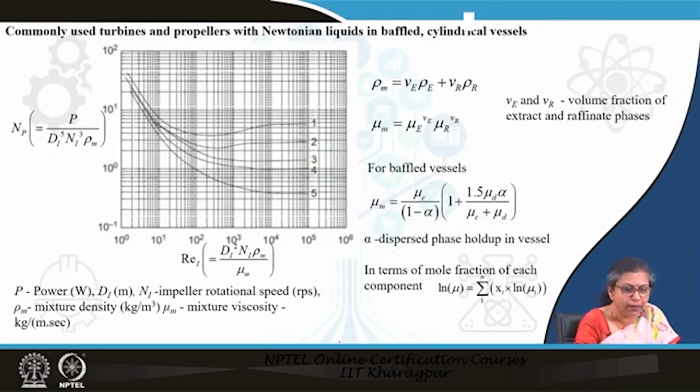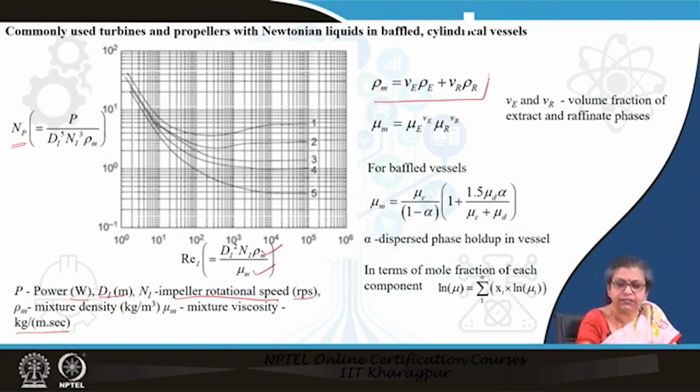So you have to remember that this particular graph is applicable for a power number where power is expressed in watt, the impeller diameter in m, the impeller rotational speed, it is not the number of blades, very sorry, in revolutions per second, mixture density in kg per meter cube, mixture viscosity in kg per meter second. That is, this is all expressed in SI units. Now, if you have to find out the power number, you need to know this rho m and mu m, both for REI as well as for NP.